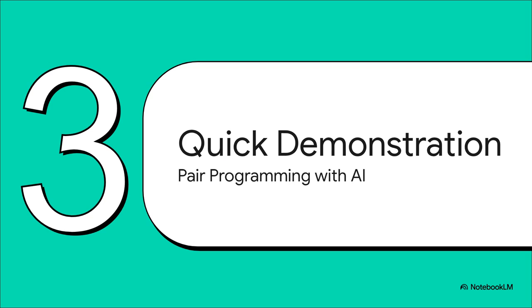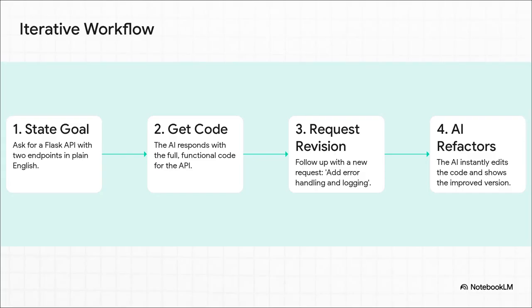Okay, so what does this actually feel like to use? Let's just walk through a quick example of how that back-and-forth collaboration might go. So imagine this. You type, create a simple Flask API with a health check and a user endpoint. The AI spits out the code. But then you think, I need more. So you follow up with, okay, now add error handling and some basic logging to that.